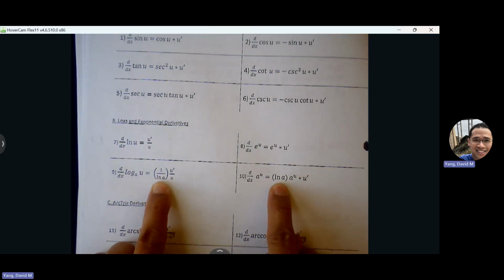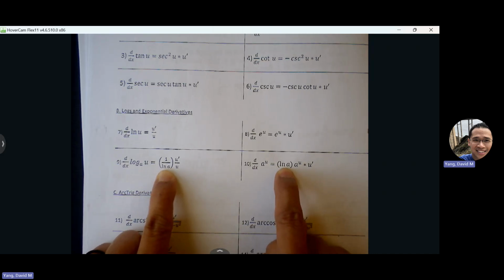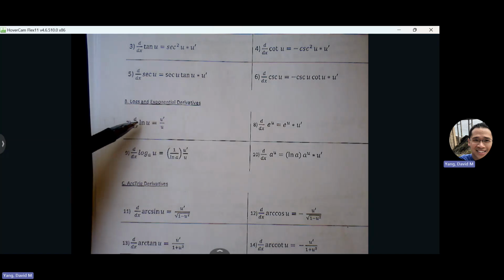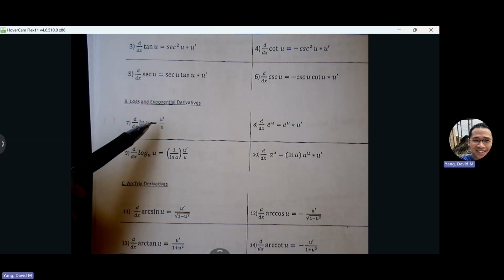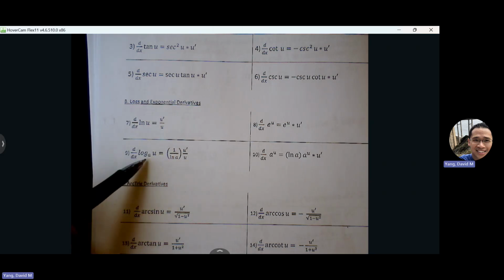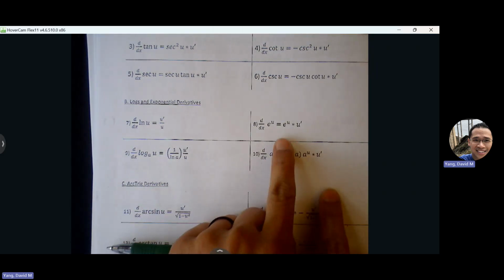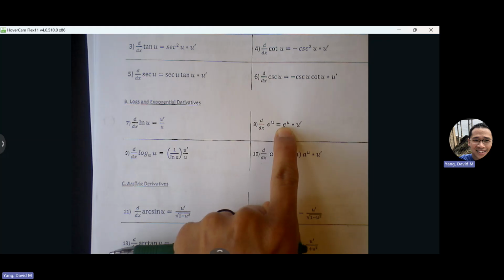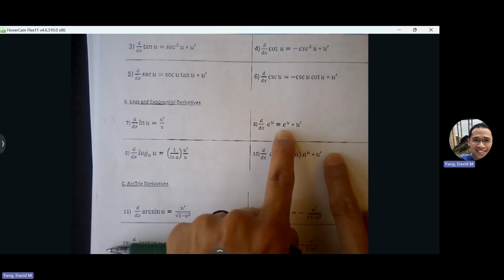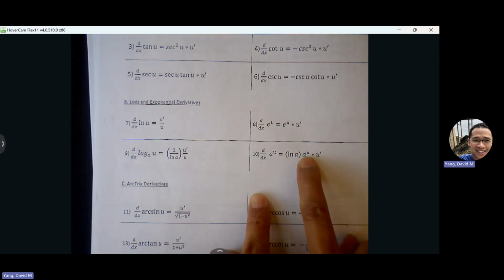I think these are the most challenging ones, involving log base a, involving this natural log of a in front. But I lined it up this way because if you know the natural log of u and log of u, these are both log expressions. They're both producing u prime over u. It just needs a little bit of conversion for log base a of u. And then e to the u and a to the u are virtually the same idea. If you can just say it's the function times the exponent's derivative, then it's virtually the same thing. Original function times exponent's derivative, original function times exponent's derivative, and natural log of a in front.